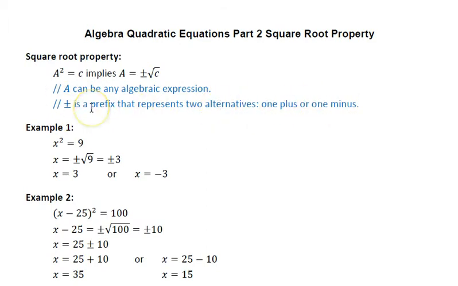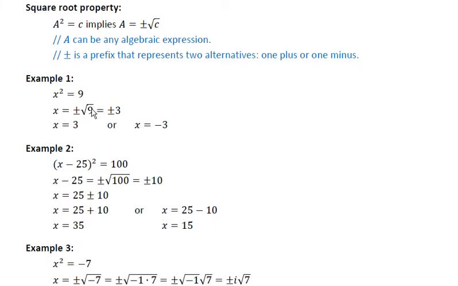It means two things. Example 1, x squared equals 9. We can apply the square root property and rewrite this as x is equal to plus or minus the square root of 9. The square root of 9 is 3, so we have plus or minus 3. Our two solutions are x equals 3 or x equals negative 3.